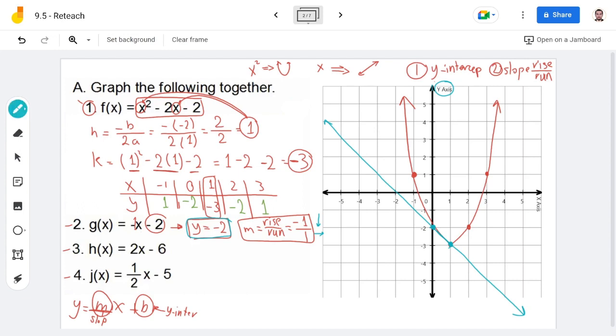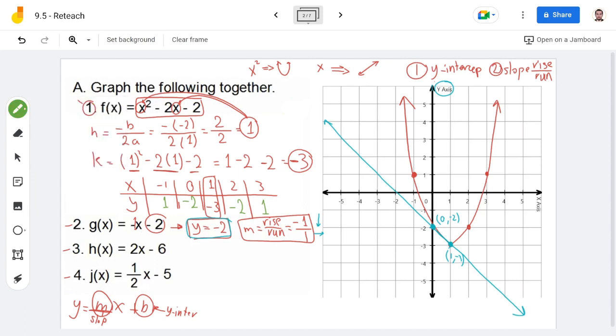And as you can see, if I ask you how many solutions do I have here? I have two solutions. So the first solution is this one here, which is 0 and negative 2. And the second solution is this one here, which is 1 and negative 3. Okay. Now, let's graph the second one.